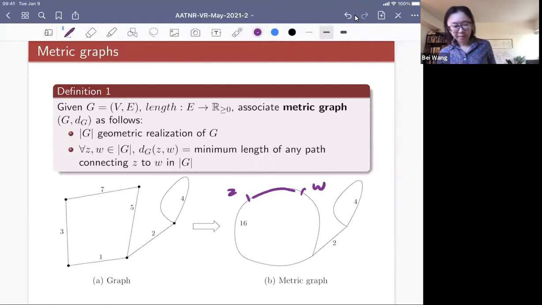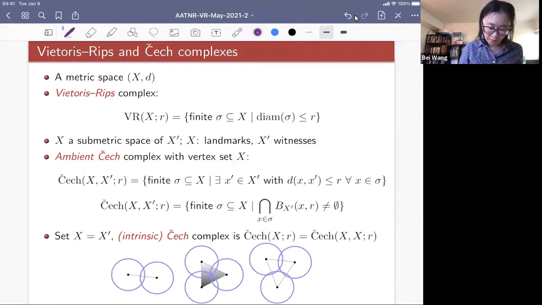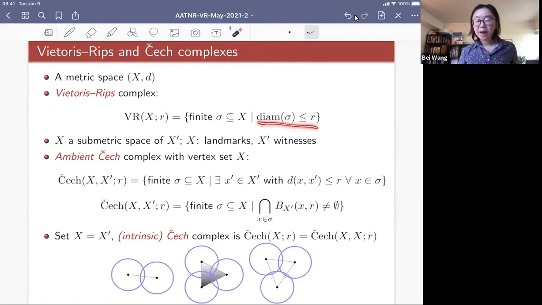Okay. The next thing is the Vietoris-Rips complex, which you have probably seen since this is a Rips seminar. The classic definition is that if I have a metric space, I'm going to say VR complex from now on just because it's easier, at a parameter R, it is the collection of finite subsets of the metric space such that the diameter is upper bounded by R.